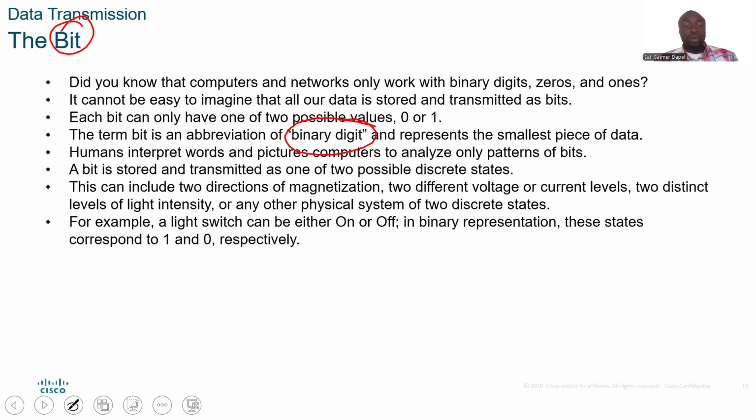So humans interpret words and pictures, while computers analyze only patterns of bits. A bit is stored and transmitted as one of two possible discrete states.